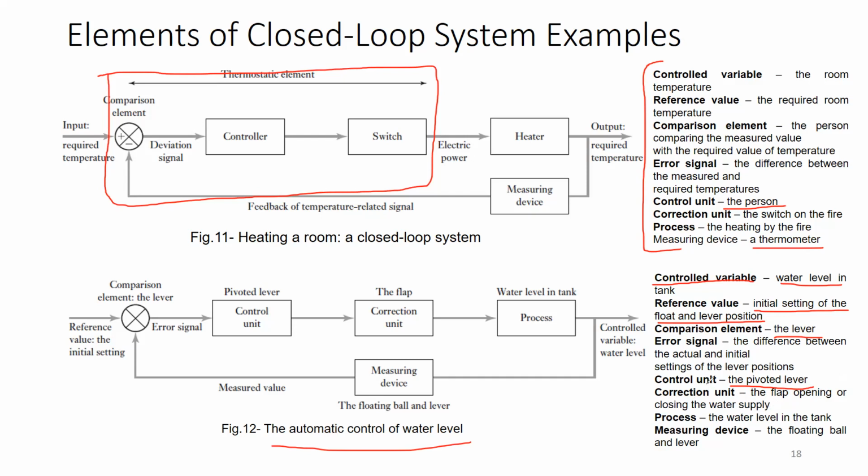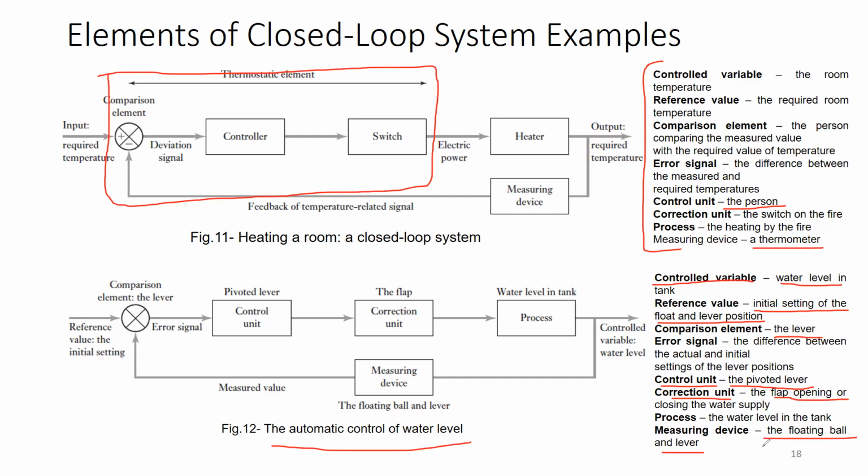So whom is the control unit actually giving the correction, whom is it giving the signal? What does the control unit do? It will give a signal. Okay, and the correction unit will actually implement that signal by opening and closing the flap of the valve. And what is the process? The water level in the tank is the process. And what is the measuring device? The floating ball and lever is the measuring device in this case.